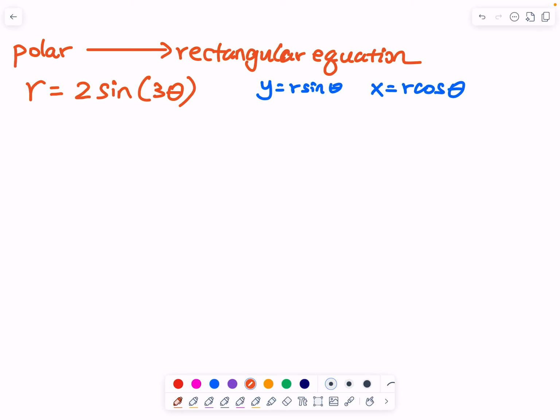The given equation is a polar equation, and I would like to convert this polar equation to a rectangular equation. This one is hard. All right, so from polar to rectangular, I need to recall the blue ingredient, that is y equals r sine of theta, x equals r times cosine theta.